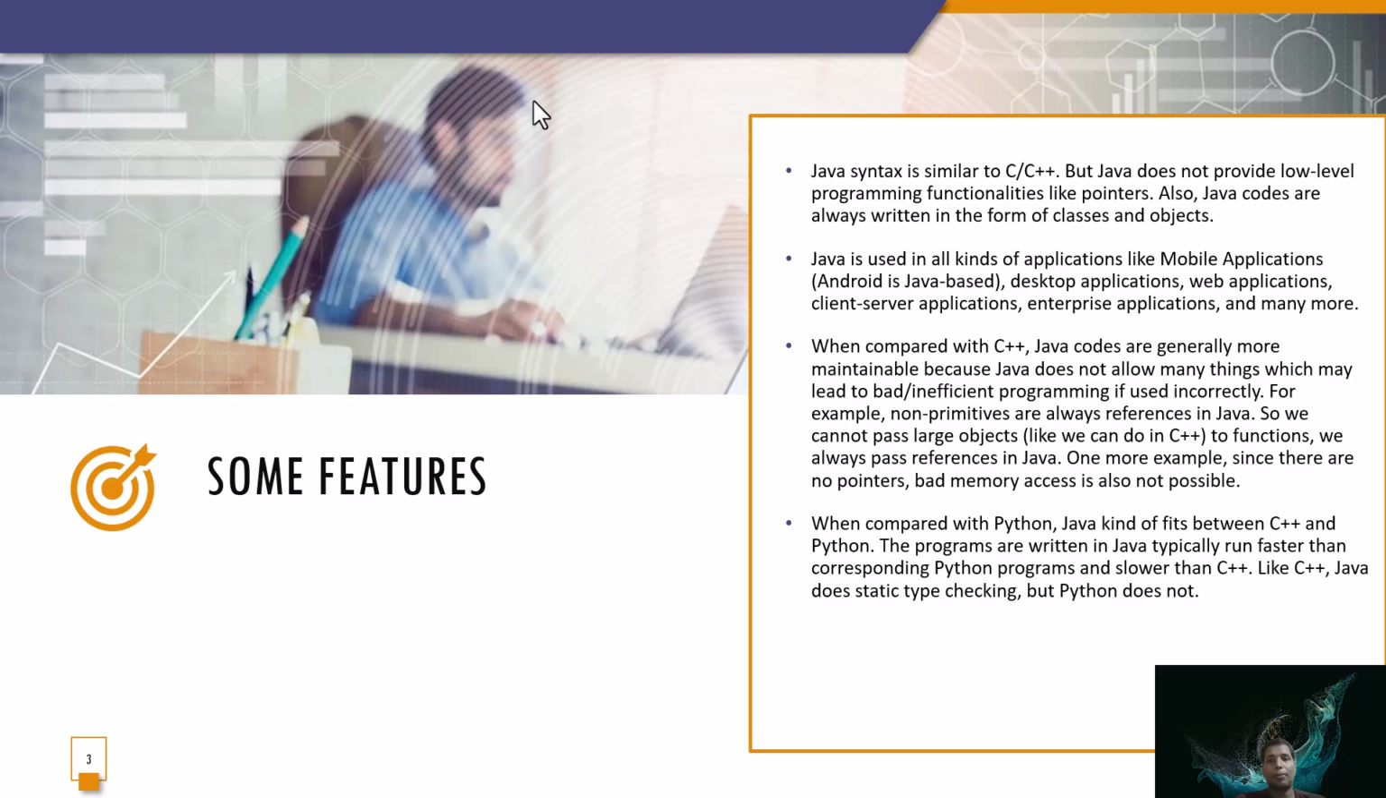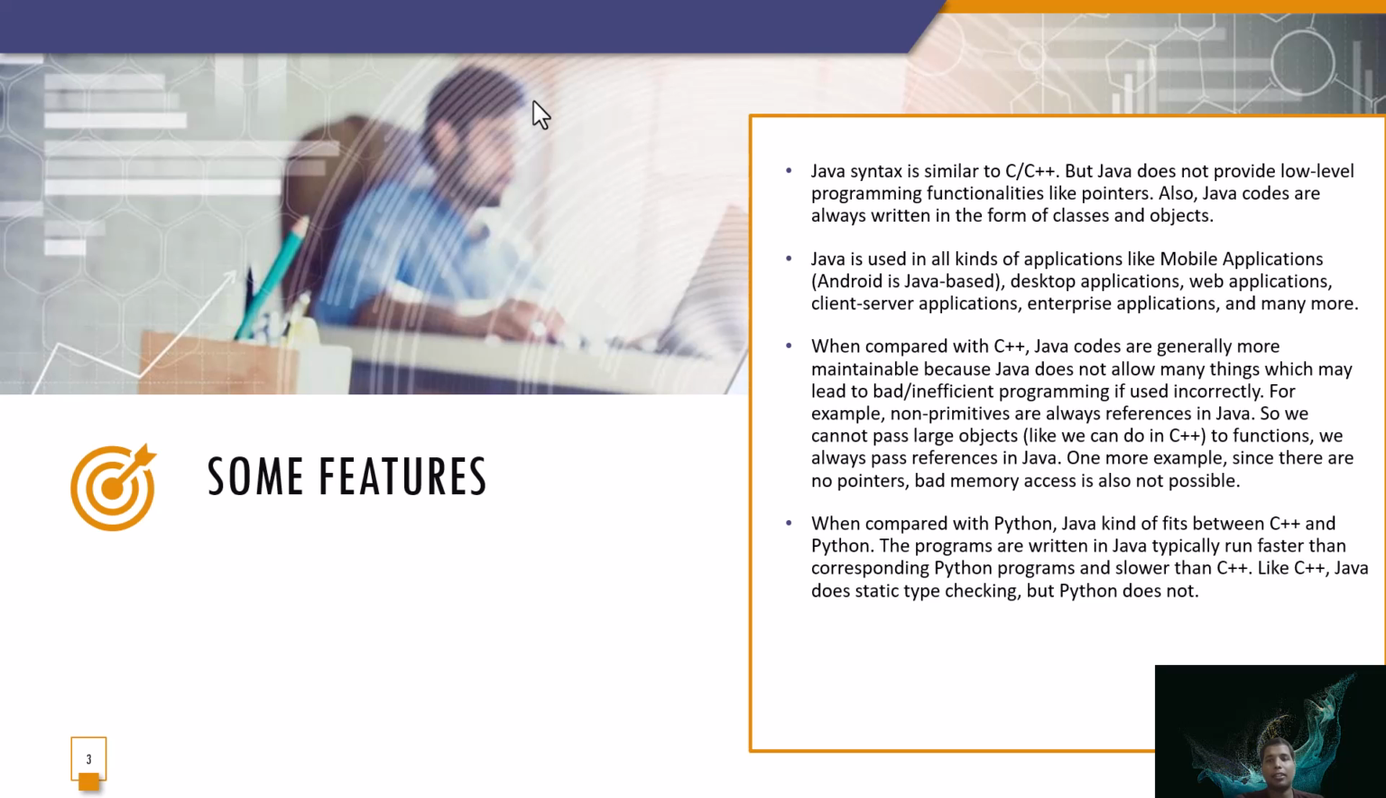When compared with C++, Java code is generally more maintainable because Java does not allow many things which may lead to bad or inefficient programming if used incorrectly. For example, non-primitives are always referenced in Java, so we cannot pass large objects by value like we can do in C++. For functions we always pass references in Java. One more example, since there are no pointers, bad memory access is also not possible. Java also supports automatic garbage collection, but in C++ we have to explicitly and manually handle memory cleanup.